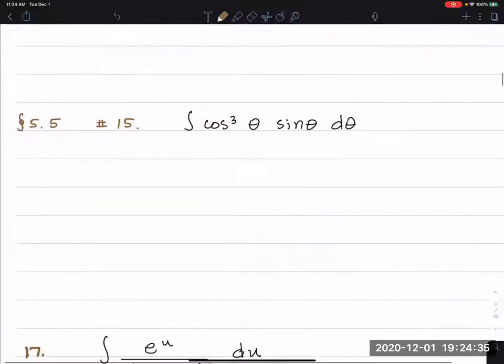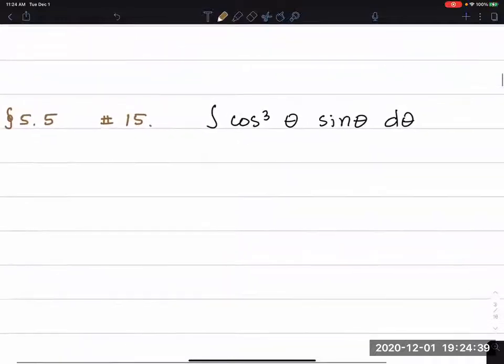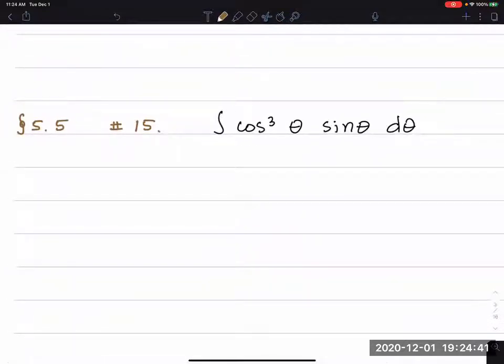All right, let's do this problem here where we're using the substitution method. In this problem, we are not being told what u is. And it's a little bit of a challenge here. But what I suggest is you just do as many of these types of problems as possible.